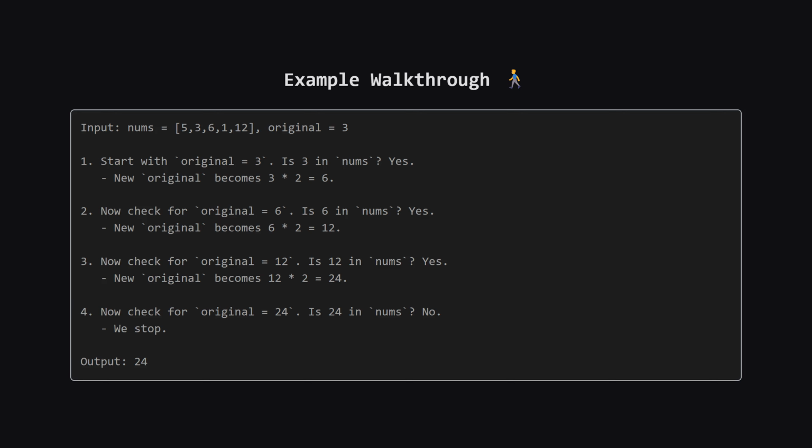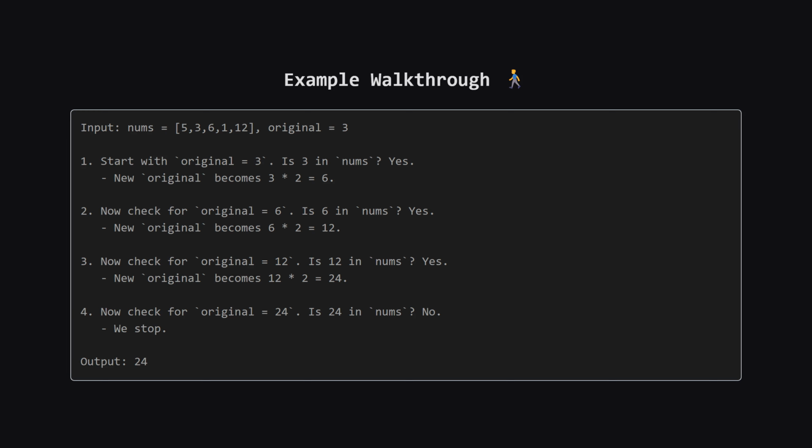Let's walk through the first example to make this crystal clear. We start with the number 3. Is 3 in our list? Yep, it's right there. So we double it. 3 times 2 is 6. Now, our new number to search for is 6. We look through the list again, and we find it. Great, so we double it again.